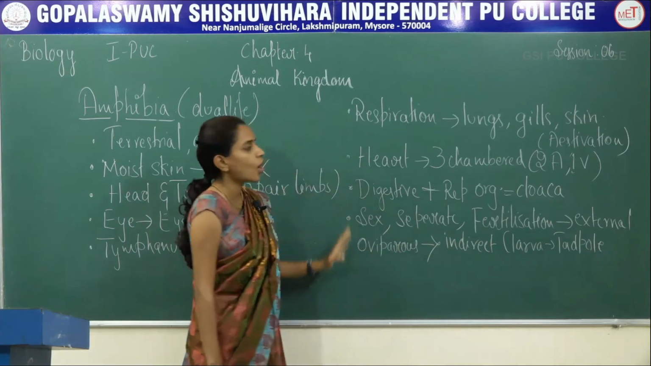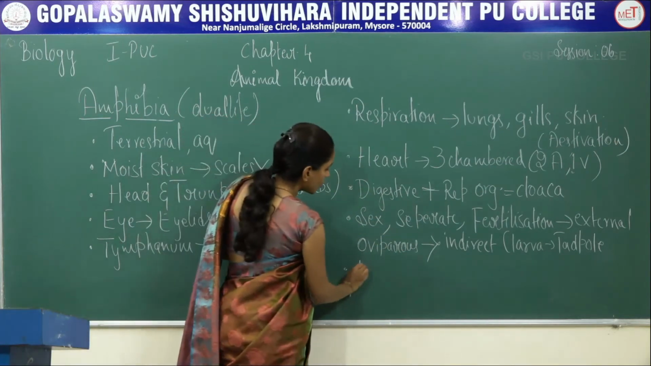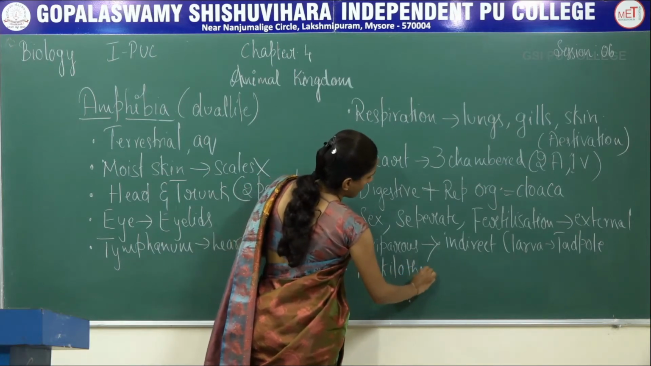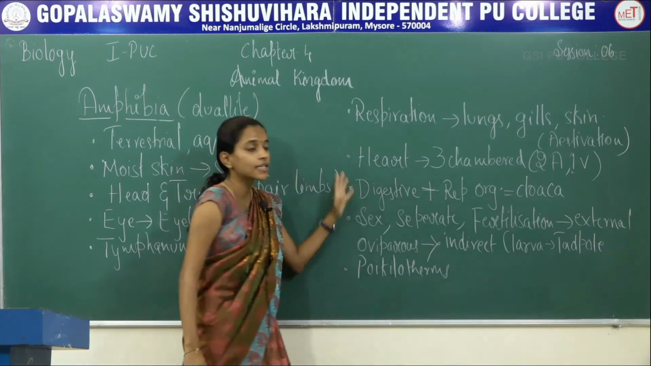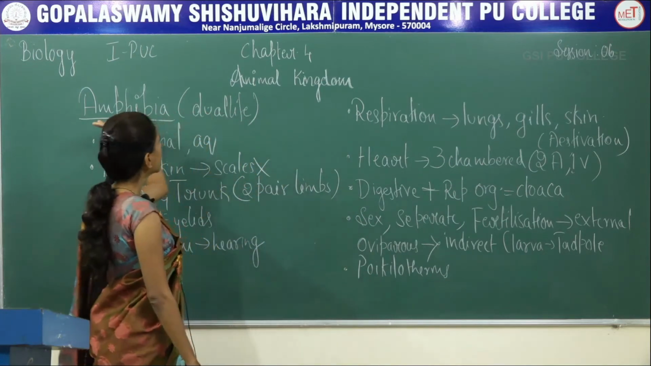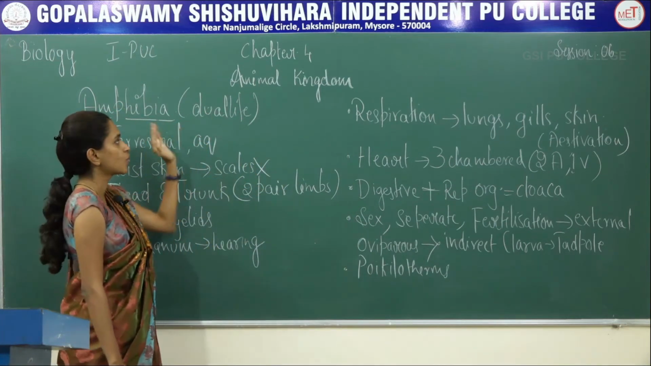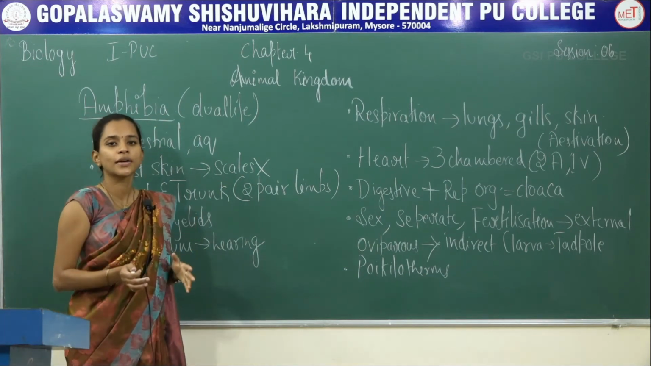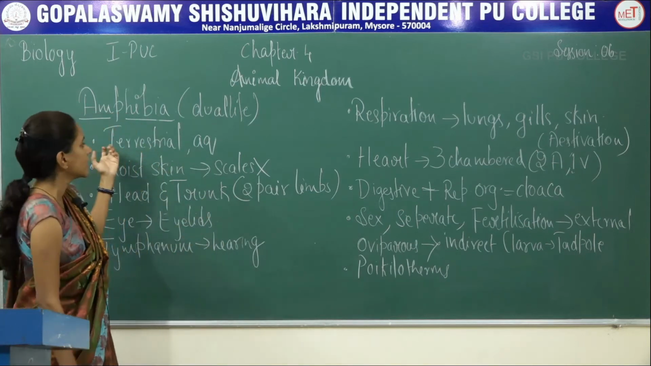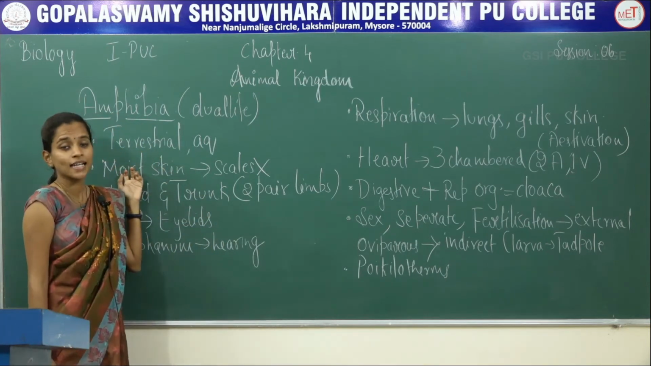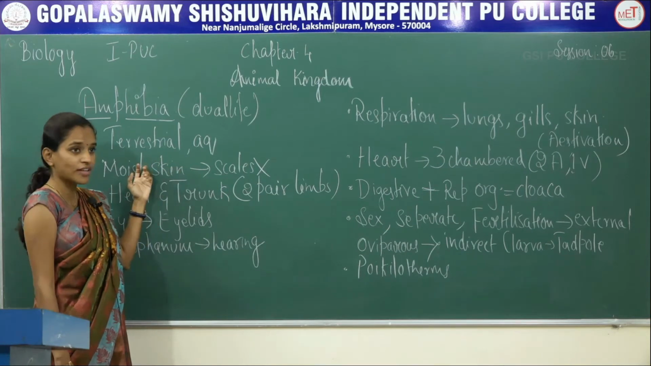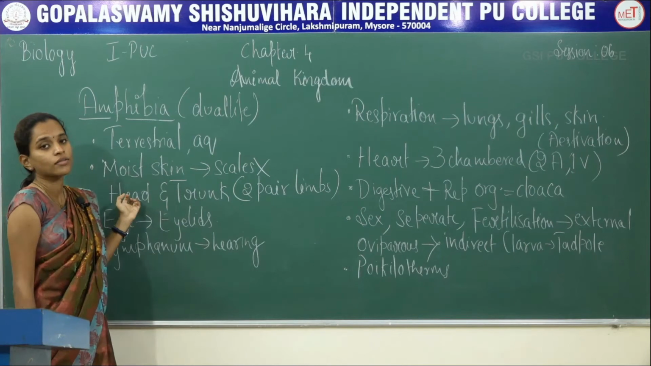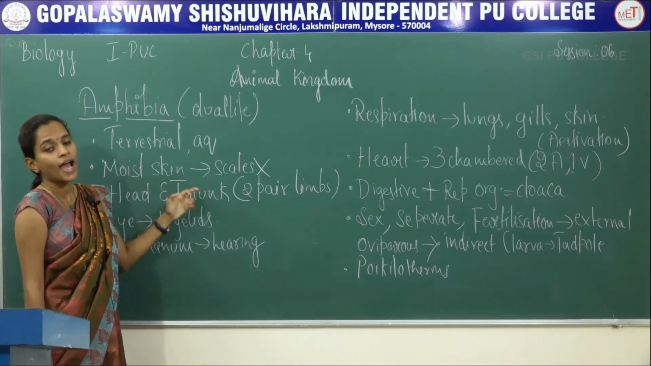So here these organisms are also cold-blooded organisms. These are the characters regarding Amphibia class. Once again to discuss, these are having dual life. They live both in aquatic as well as in terrestrial region. When it comes to their skin, it is moist and soft because they do not have any scales. Their body is divided into head and trunk.